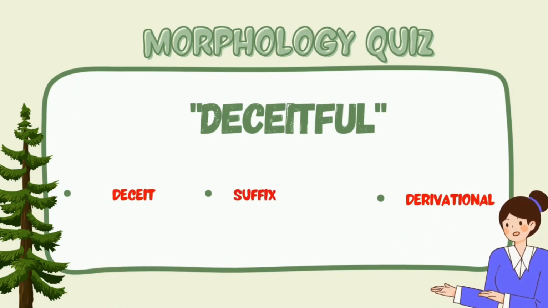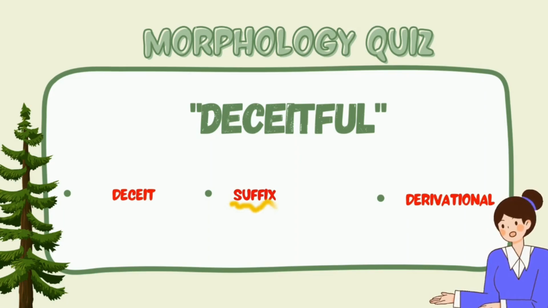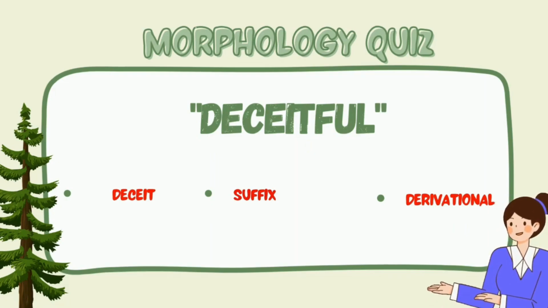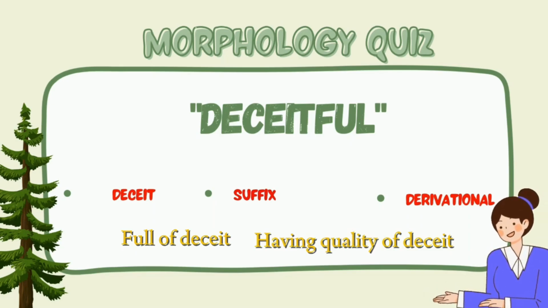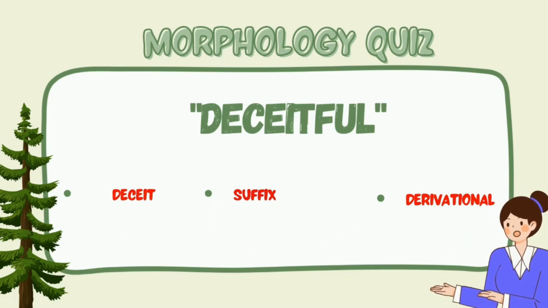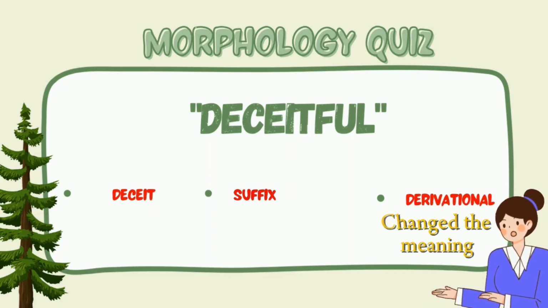So, the root word is "deceit," which is a noun. When we add the suffix "-ful," it becomes "deceitful," which is an adjective. This means full of deceit or having a quality of deceit. The suffix "-ful" changes the word from a noun to an adjective, so it's a derivational morpheme because it changes the word class and meaning.